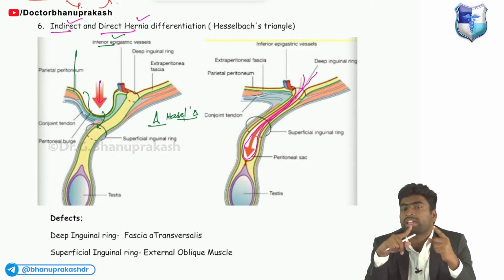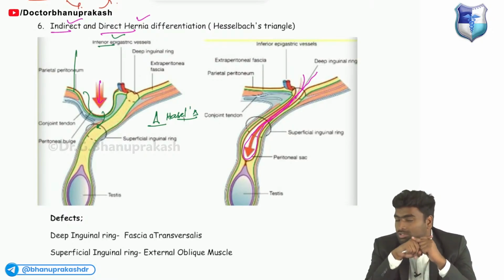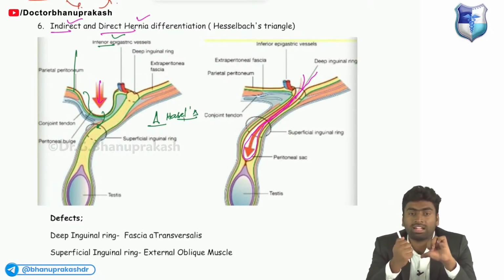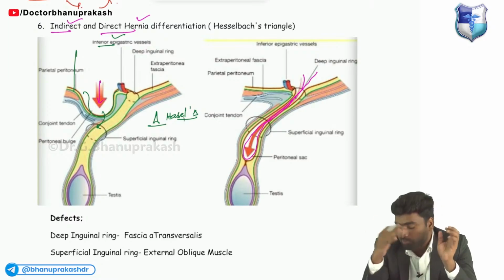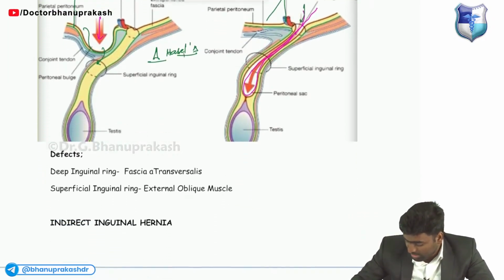Hesselbach's triangle के through ये direct hernia जाता है, and it won't involve the deep inguinal ring. It won't pass through the deep inguinal ring. Whereas this indirect hernia will pass through the deep inguinal ring, and it won't pass inside this. It will pass mostly lateral to it. You see here the formation of the triangle, so it will always be lateral to it.